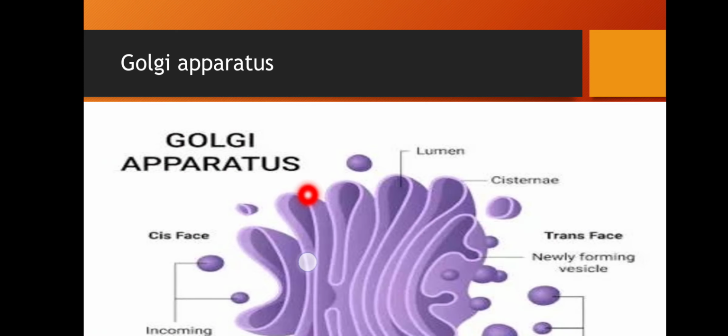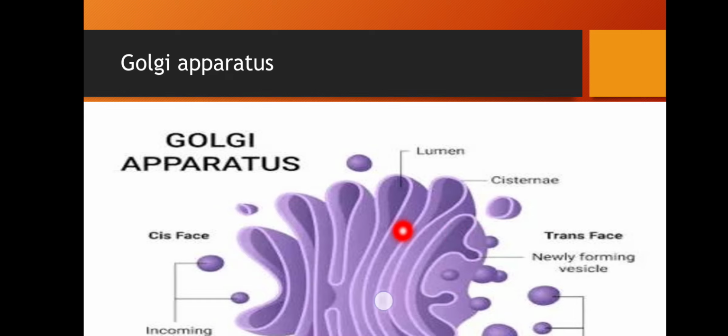Then there's also the Golgi apparatus. As you can see, it has two surfaces, the trans face and the cis face. The cis face is what receives the incoming proteins from the ribosomes. Then the trans face is where the newly formed vesicles, after post-translational modification has happened, exit from. So the cis face receives the proteins that have been produced, in vesicles containing new proteins.